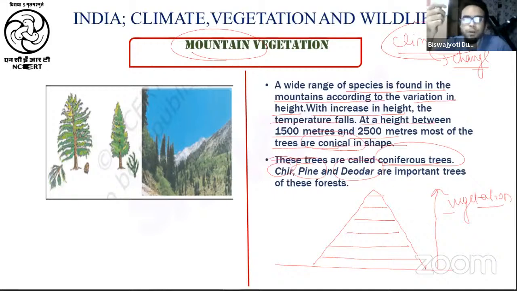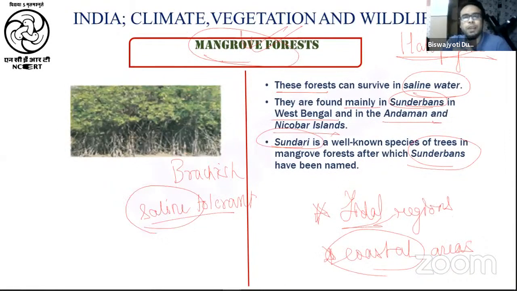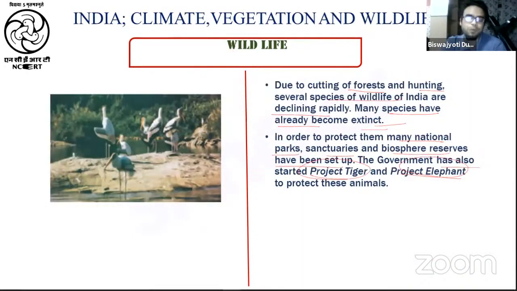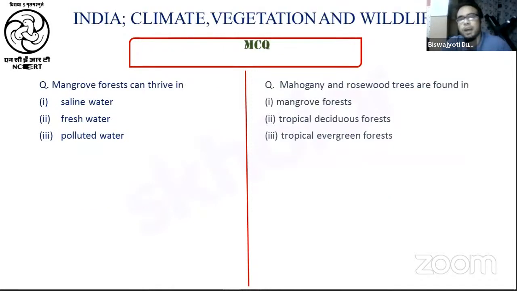Then we have also talked about your mountain vegetation, where we have seen that with the change in elevation, your vegetation also keeps on changing because your climatic condition keeps on changing, right? And then we have talked about your mangrove forests, which are found in the coastal regions. Why in the coastal regions? Because these are halophytic plants which grow in areas where there is a mixture of fresh water and saline water. Fine.